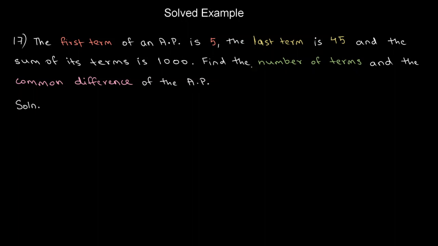The first term of an AP is 5, the last term is 45, and the sum of its terms is 1000. Find the number of terms and the common difference of the arithmetic progression.